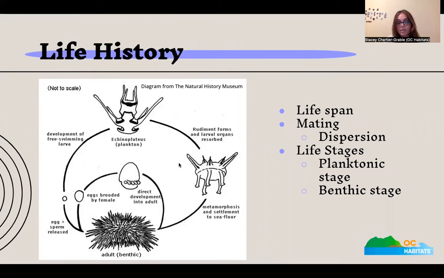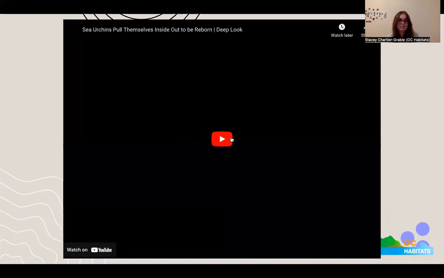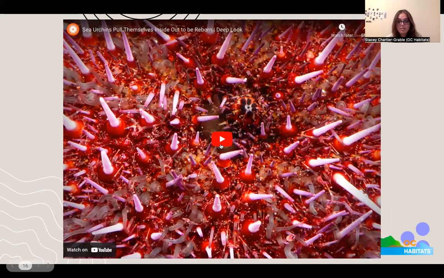When they reach the second larval stage, they start to grow what looks like a little urchin on the inside. And their tube feet just start to form, and they will reach their tube feet out of their one opening that they have for eating and excreting waste. They'll reach their tube feet out, and they kind of flip inside out, and at that point become benthic, which means seafloor dwelling. And then become what we know as an urchin. So I'll show you a quick little video of that. It's super cool.